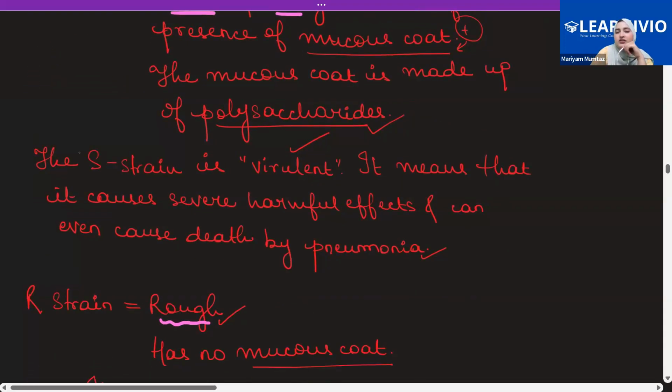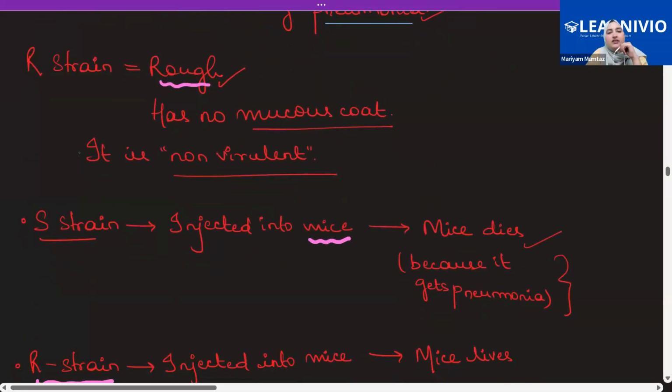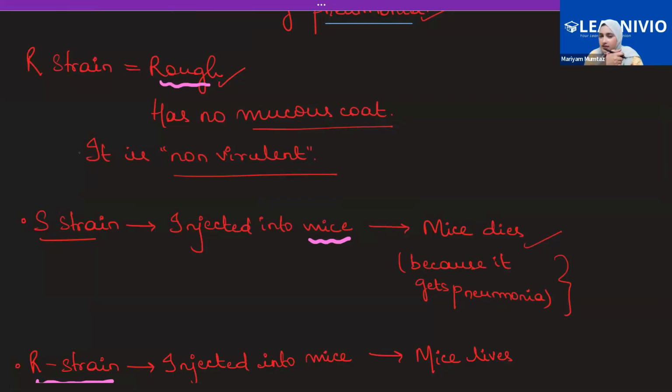So the S strain is called virulent, meaning it will cause the disease. It causes severe harmful effects and can even cause death by pneumonia. So that is about the S strain. Now the R strain is rough because it doesn't have that shiny mucus coat, so it is non-virulent and will not cause disease.